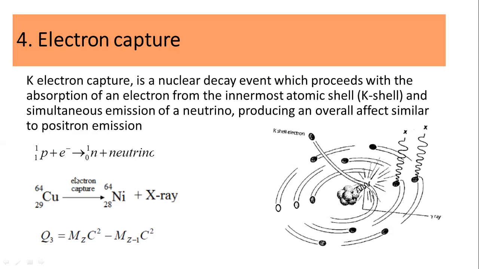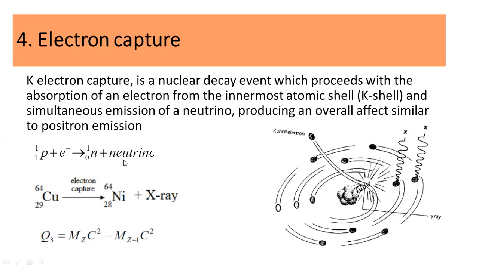So again, look at the very simple equation here, and what changes happen in electron capture. Similar to positron emission, where protons are converted into neutrons, you can remember it by the sound. In electron capture, the same process happens: protons are converted into neutrons plus the emission of a neutrino. This is similar to the effect of positron emission as well.